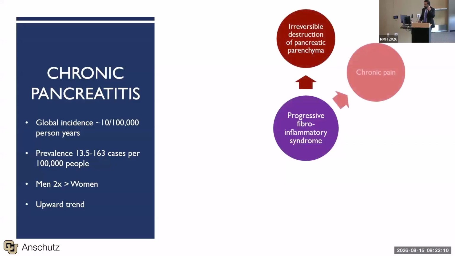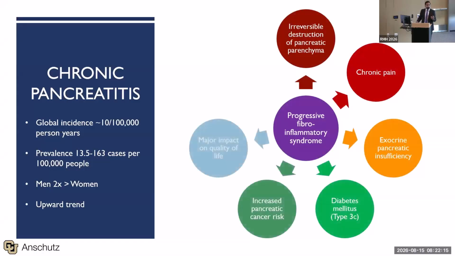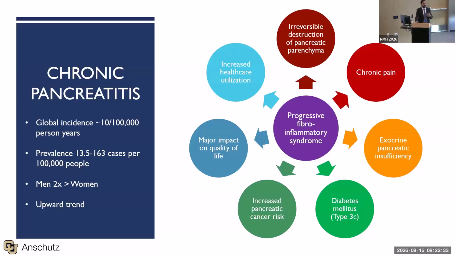And so what is this progressive fibroinflammatory syndrome? It leads to destruction of the pancreas parenchyma, chronic pain, pancreatic insufficiency, diabetes, type 3C, which is basically destruction of the islet cells in the pancreas related to pancreatic issues. There is an increased pancreatic cancer risk, and this can have a major quality of life impact for our patients and also leads to larger healthcare utilization.